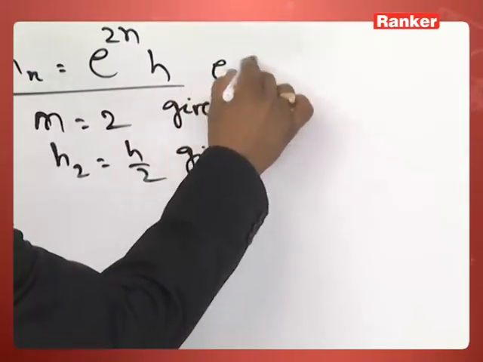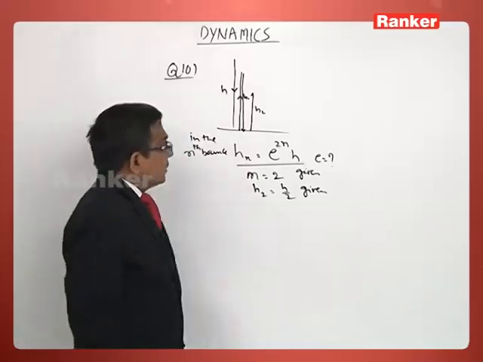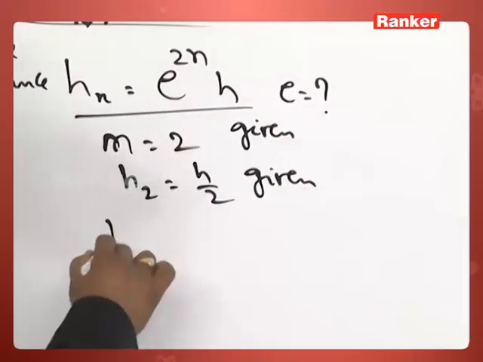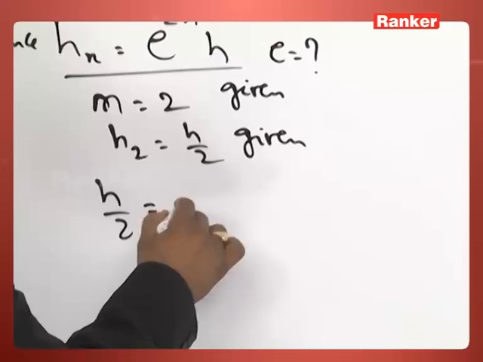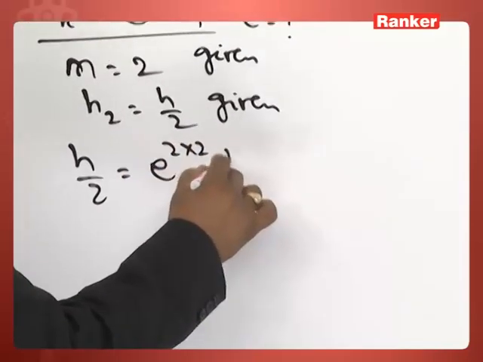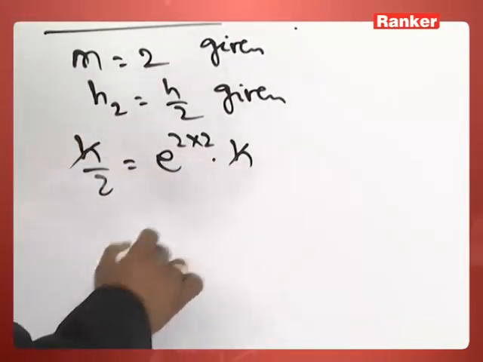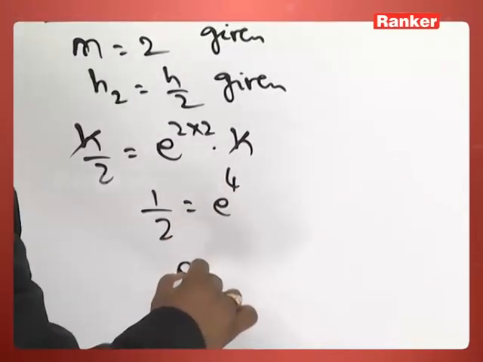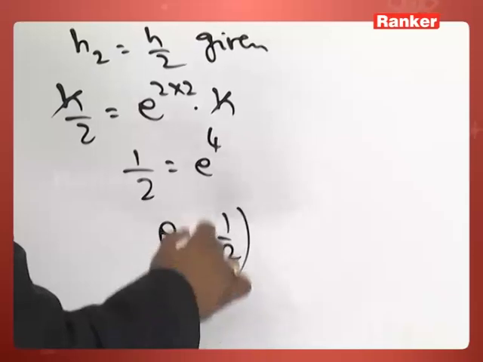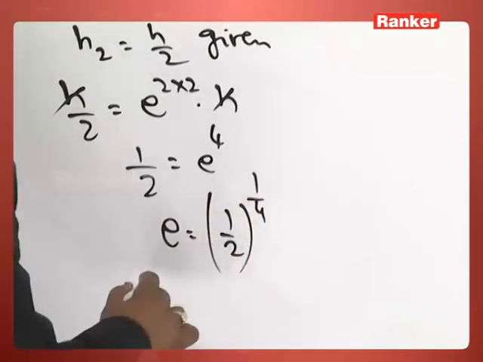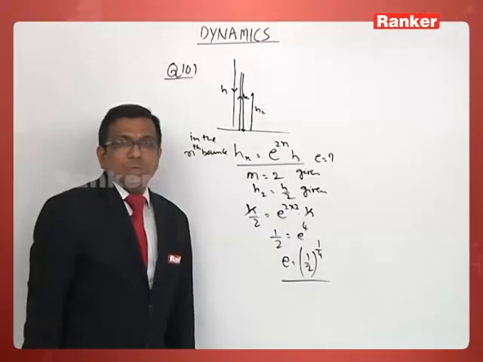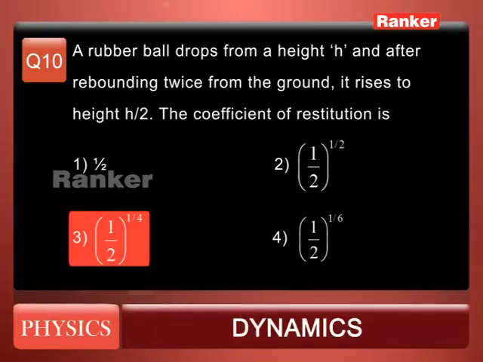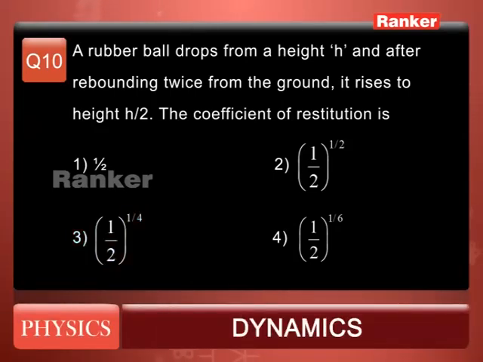And in this problem you have to calculate the coefficient of restitution. So substitute in this, h by 2 is equal to e power 2 into 2 into h. So h and h get cancelled. 1 by 2 is equal to e power 4. So the coefficient of restitution is half whole power 1 by 4. So the answer is 3, as the third option was given as half whole power 1 by 4. So 3 is the correct answer.